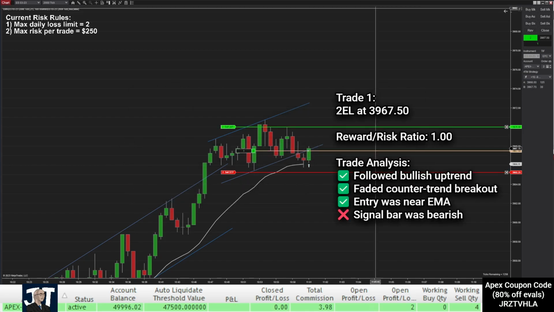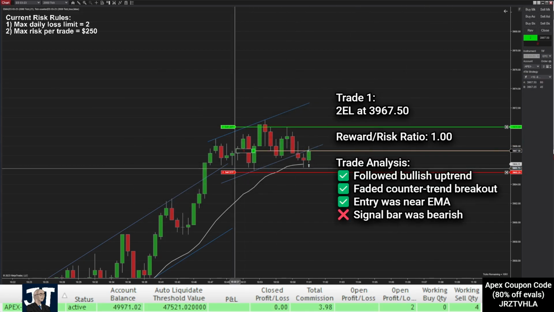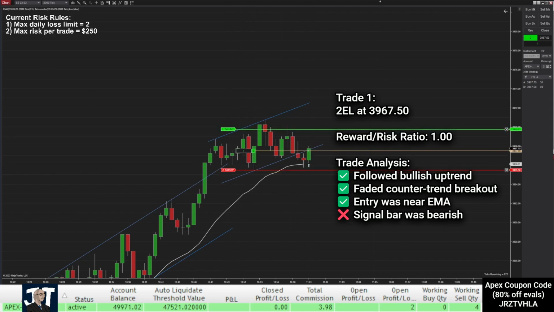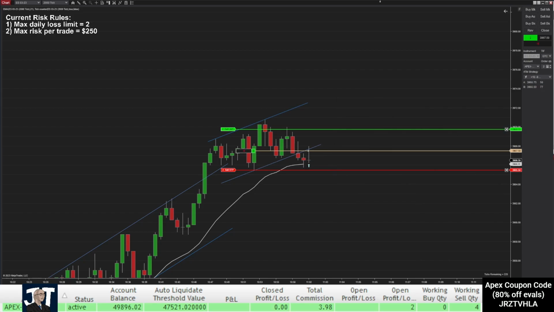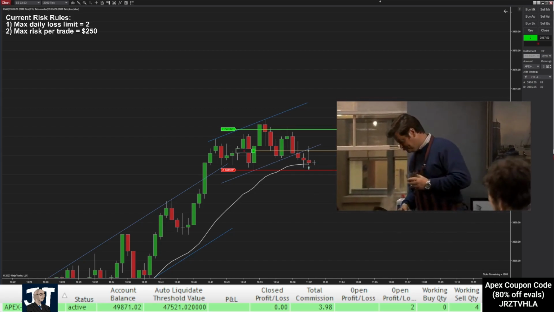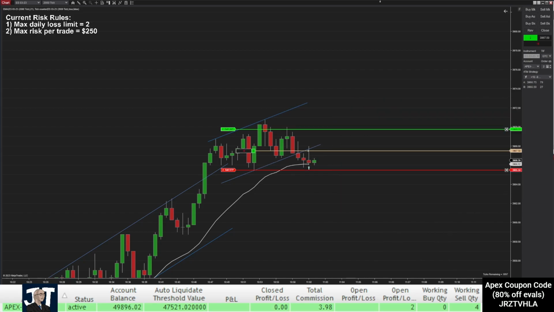My first price action trade is a second entry long setup that was fading a counter trend breakout that seemed to bounce off the EMA. I knew the signal bar was technically bearish, but it was pretty close to a doji, so I took it anyway. Unfortunately, I get stopped out here. I probably could have drawn out my trend lines better, and I think that identifying proper trend lines might be the steepest part of the strategy's learning curve, but I'm sure I'll get better at it over time.